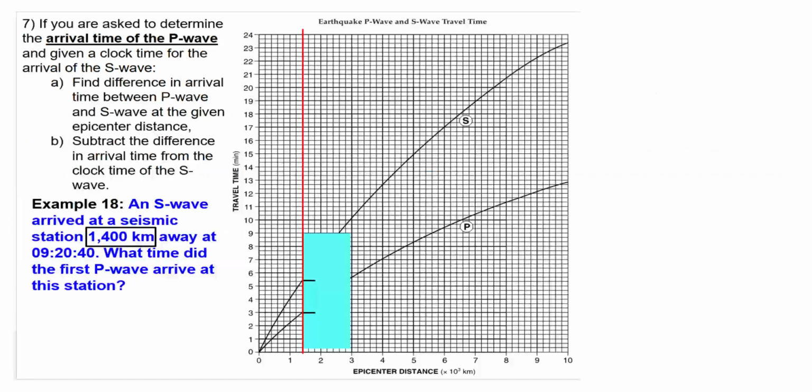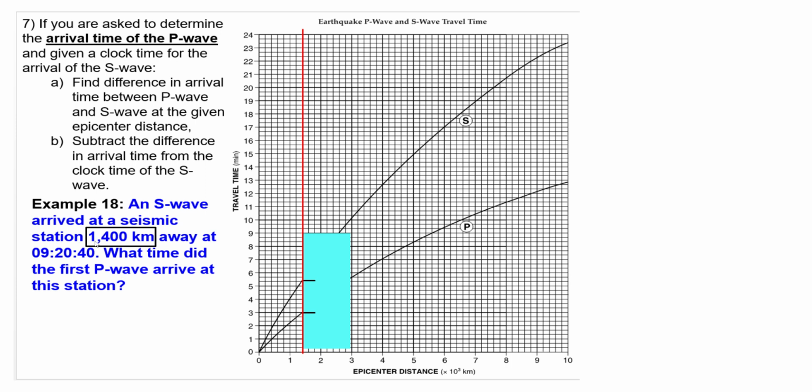Okay, so for example 18, I'm asked an S wave arrived at a seismic station 1,400 kilometers away at 9 hours 20 minutes and 40 seconds. What time did the first P wave arrive at the station? Once again, all I have to do is use my scrap paper to find the time difference of arrival for the P and S wave using this distance, and then I can subtract that time difference from the S wave arrival time to find the P wave arrival time, because the P wave must have arrived at the station before the S wave.